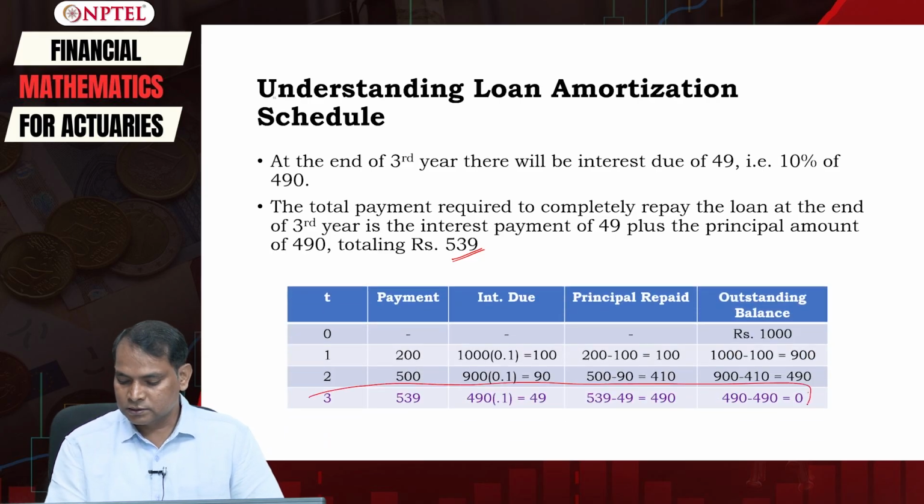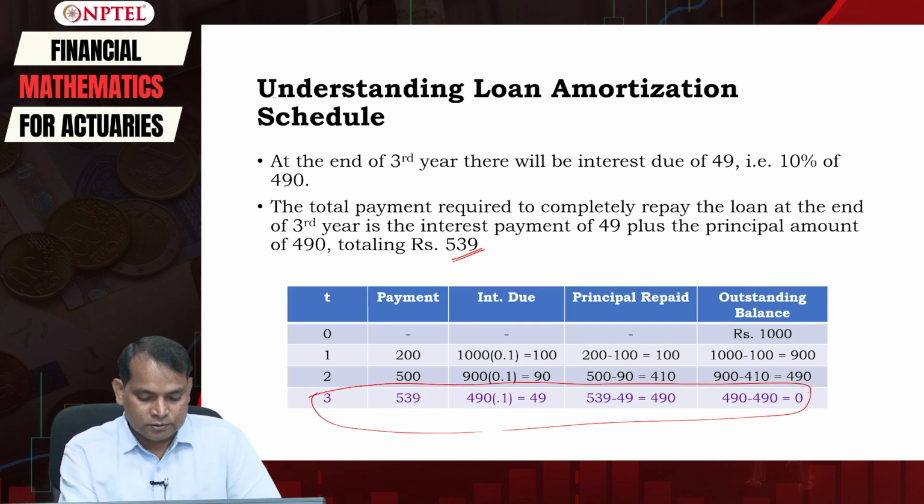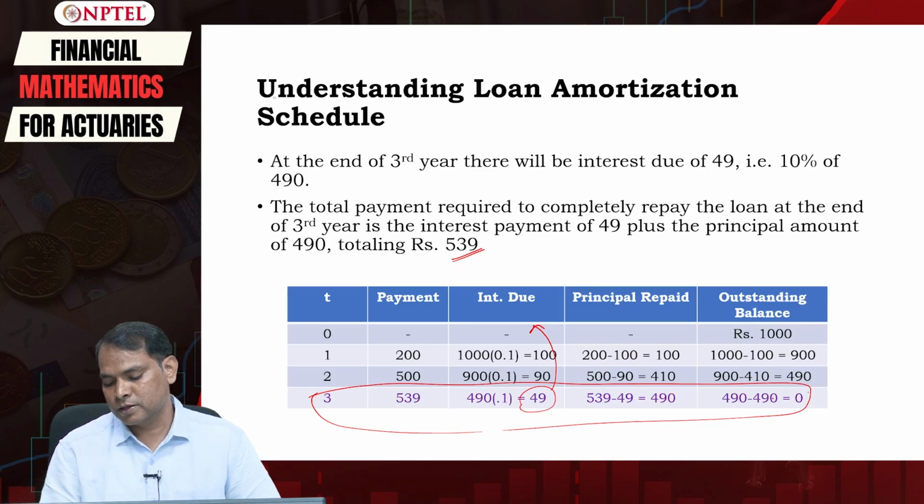Okay, here, right? So this 539 is the total or final amount you have to pay if you want to close the loan, in this example. So out of this, 49 rupees will go towards the interest due, and the remaining 490 rupees will be directly repaid towards the principal, and therefore 490 minus 490 will be 0. Your total outstanding balance will be 0, and thereby you close the loan. Your loan is completely repaid now.